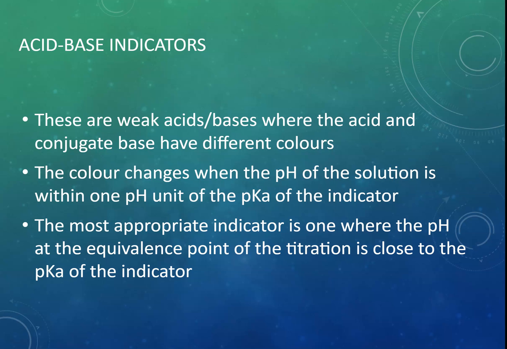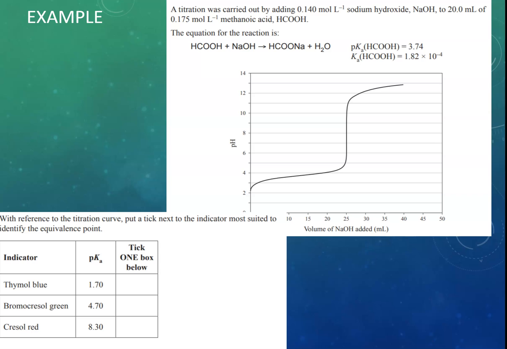Now let me show you a little bit more. Here is an exam question. This one was from 2019. It's a titration between methanoic acid, which is a weak acid, and sodium hydroxide, which is a strong base. You've been shown the titration curve, and then you're given 3 indicators and asked to select which one is the most appropriate one, and then explain why you would choose that.